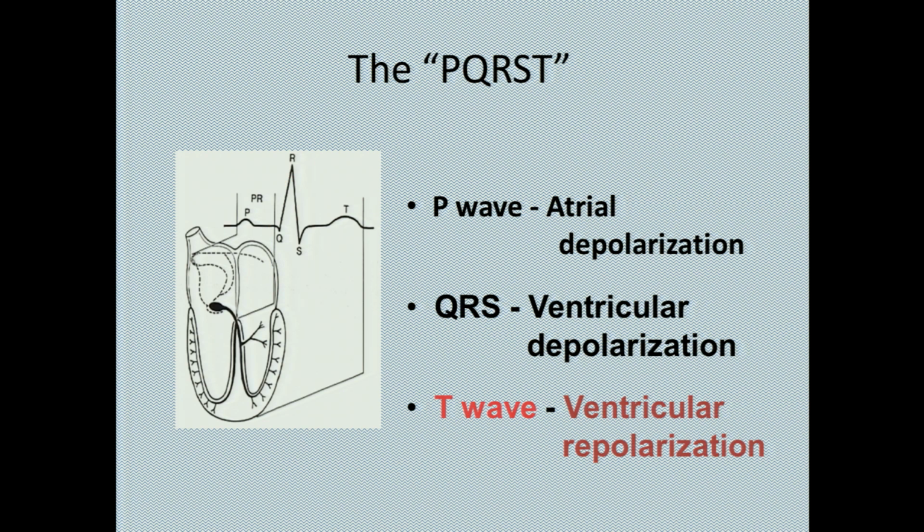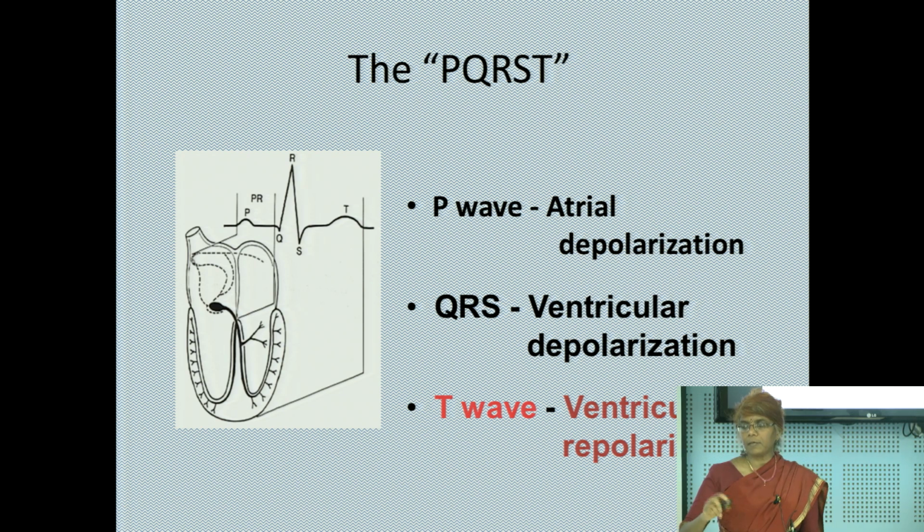Okay, the P wave is the atrial depolarization, QRS is the ventricular depolarization, and the T wave is the ventricular repolarization. What does depolarization mean? Depolarization means an increase in the voltage, concentration changes of the chemicals.